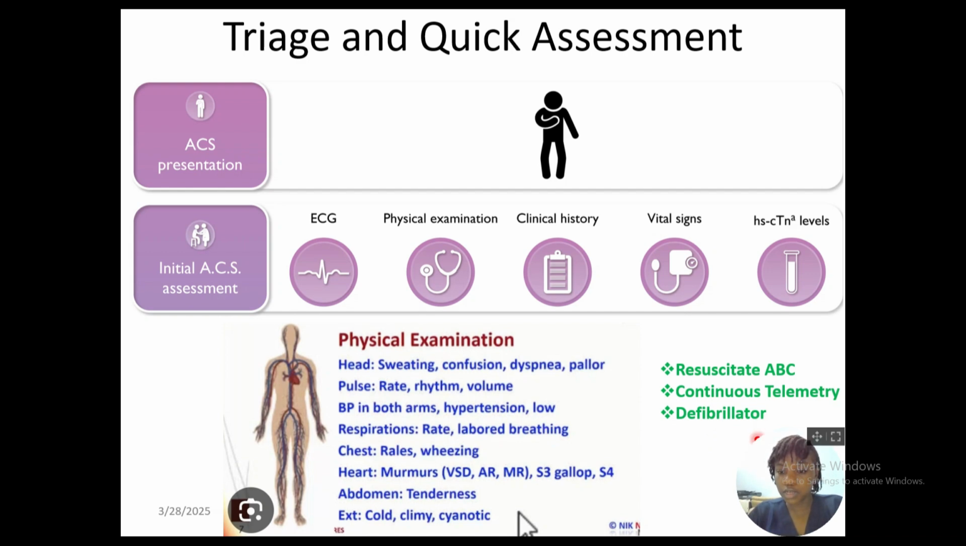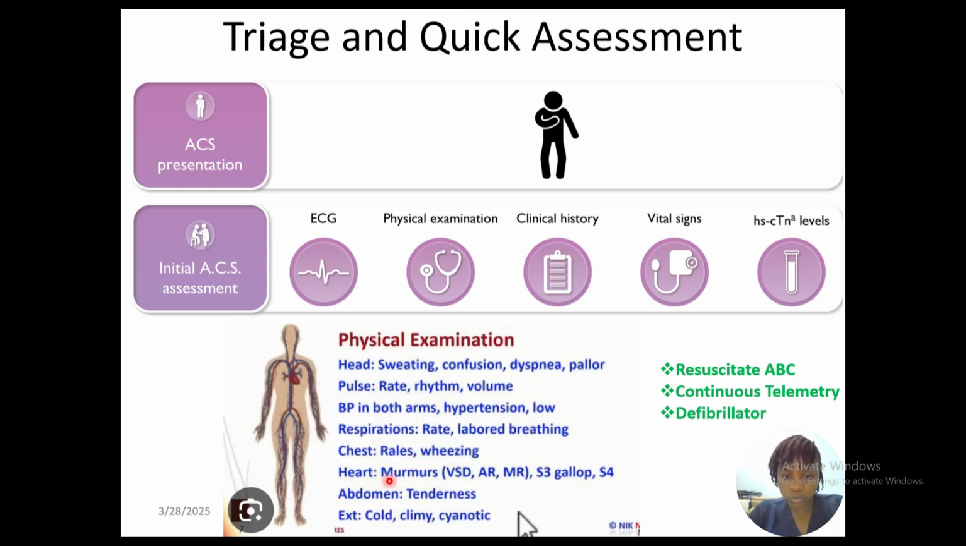Now, the patient should be examined as well from head to toe. You may note sweating, confusion, dyspnea, pallor. Examine the pulse for the rate, the rhythm, and the volume. Also check the blood pressure in both arms. There may be hypertension, there may be hypotension. Examine respiratory parameters, check respiratory rates. Also listen to the lungs. There may be obvious rales or wheezing in the case of an acute pulmonary edema.